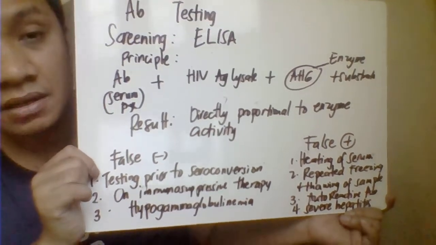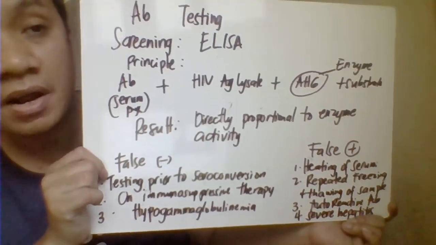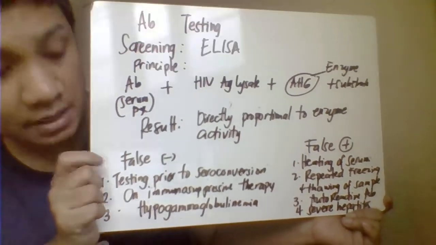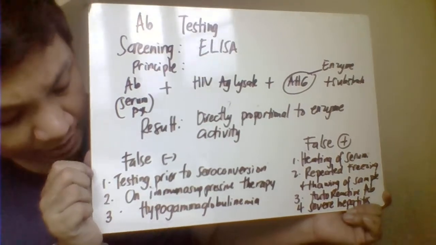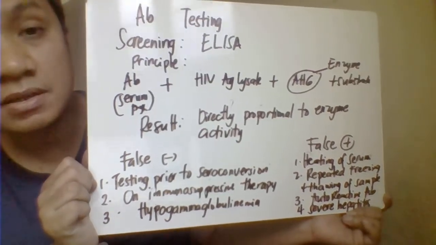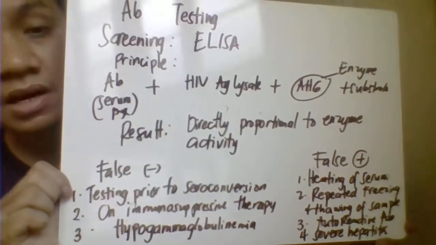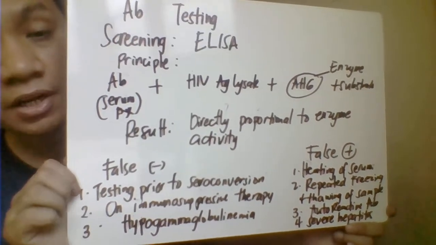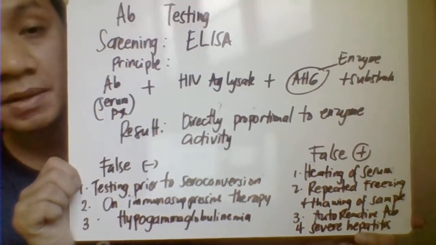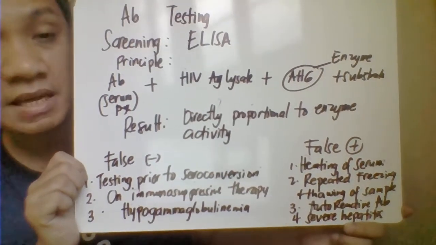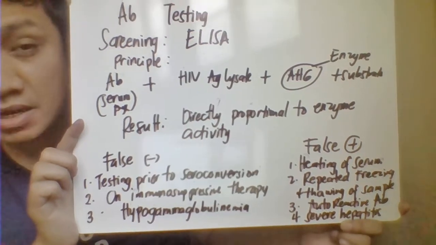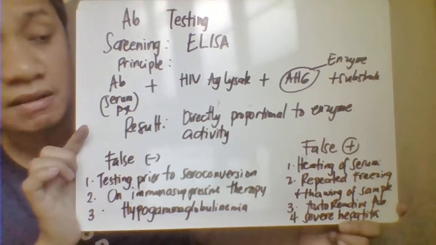False negative: first, testing prior to seroconversion. The patient is still in the incubation period, so do not expect a positive result right away. Second, the patient is on immunosuppressive drugs, which suppress the production of antibody. Third, the patient has no antibody because of hypogammaglobulinemia, so the patient does not produce antibody. Since we're detecting antibody, you won't detect any antibody, so the result is negative.